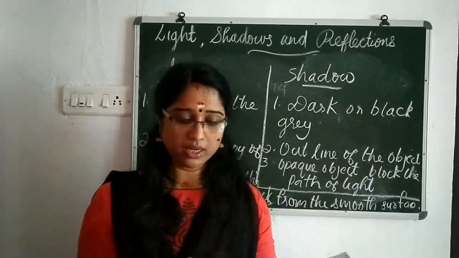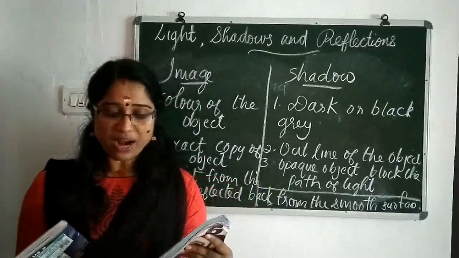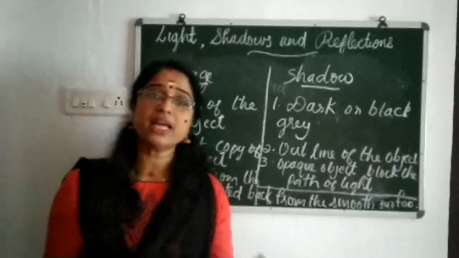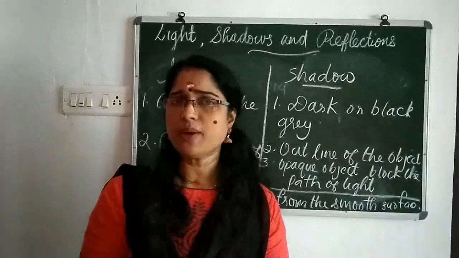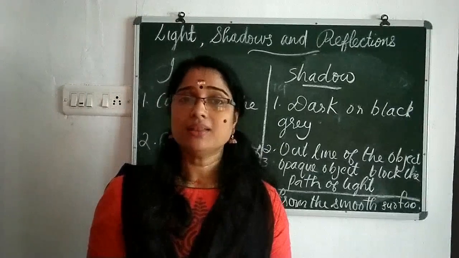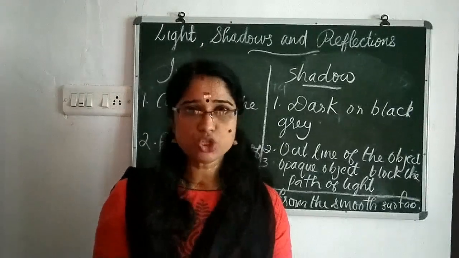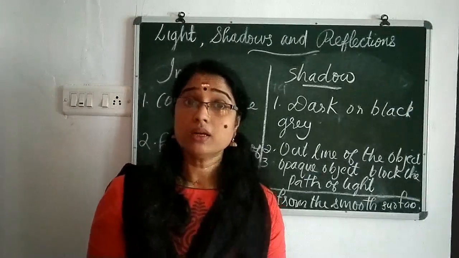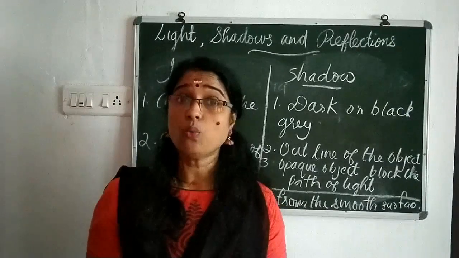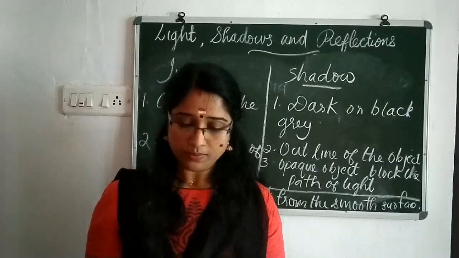Then here are the thinking skills. A transparent object does not form a clear shadow. Do you know what a transparent object is? The objects that do not allow light to pass through... Okay. So why don't they cast shadows?